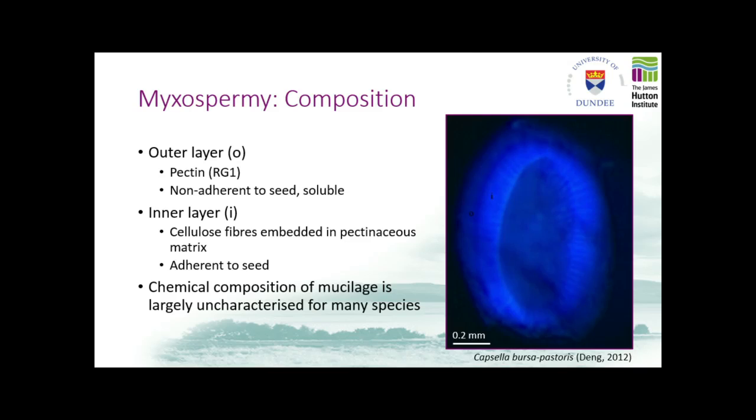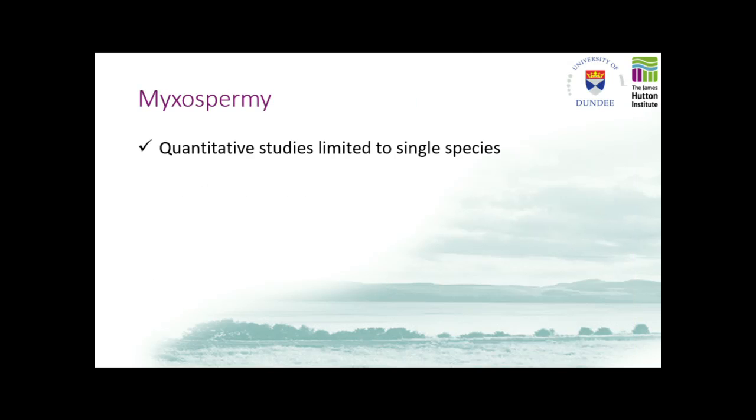The chemical composition of this mucilage is largely uncharacterized for many species. At the moment, Arabidopsis is the only one that has been analyzed in full. And for this project, we're not going to be doing any chemical analysis. The only way we're characterizing the mucilage is by microscope images like this, and then also a digestion method that I'll explain in a moment.